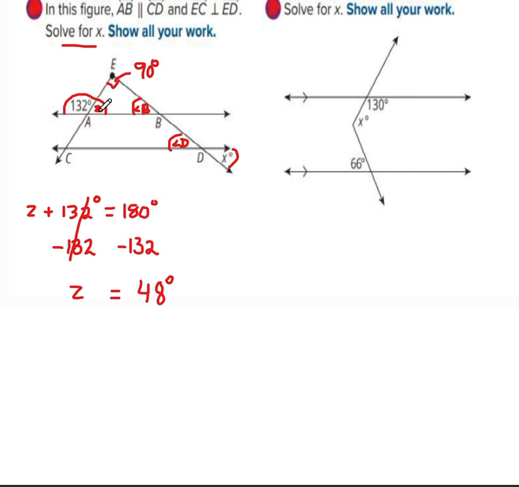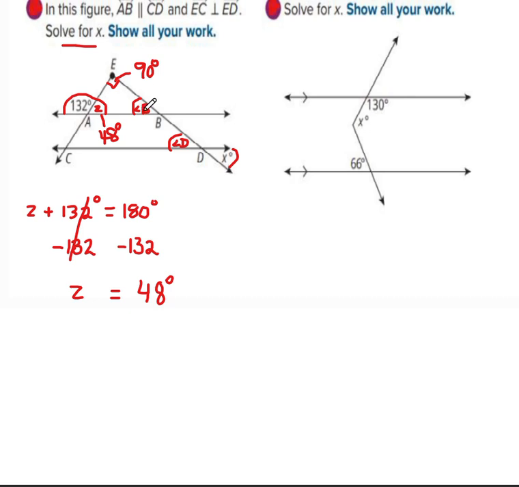Now we know angle Z is 48. So let me just put it here. Angle Z is 48 degrees. And we know that angle E here is 90 degrees. So we know two of the three interior angles of the triangle here. We know angle Z, 48 degrees. We know angle E, 90 degrees, but we don't know angle B, which is what we want.